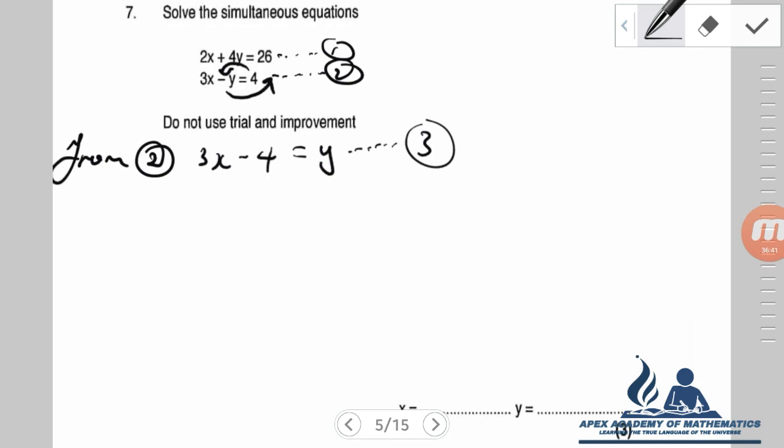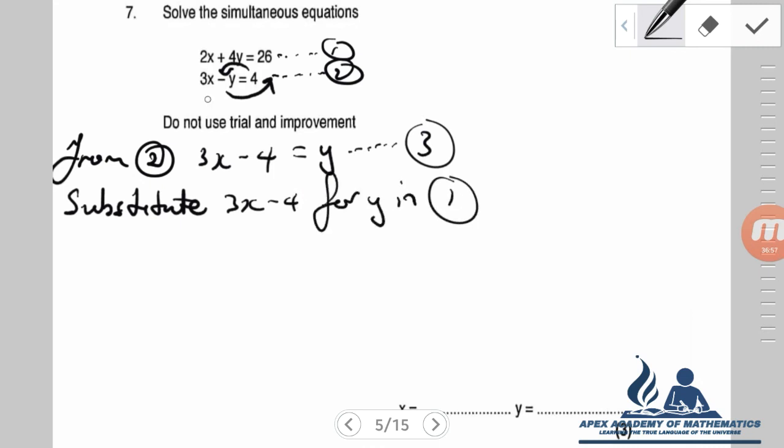All right, 3x minus 4 for y in, of course, equation 1. Okay, so I'm going to use these equations for my substitution right here. So I'm substituting that for y, so I'm going to have 2x plus 4 times 3x minus 4, and that's going to be equal to 26.